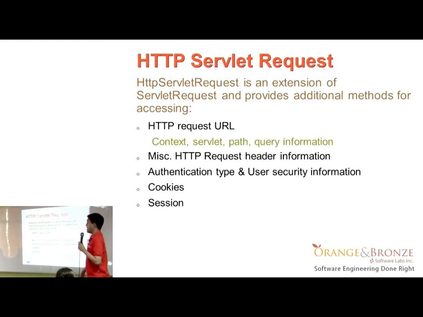HTTP servlet request is actually a subclass of servlet request, which means that it lets you do all the things that a servlet request does, but you can also access things that are exclusive to HTTP. For instance, the HTTP request URL, meaning that you can get the URL that the person was trying to access. Were they trying to access www.yahoo.com/whatever? You can get that from there.